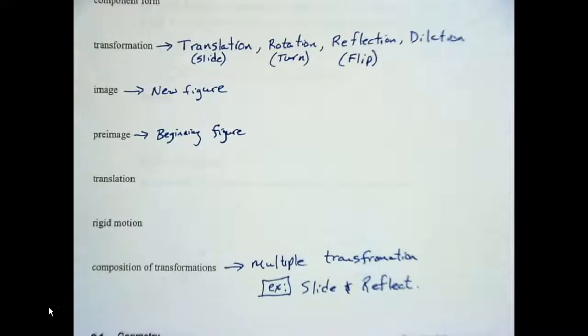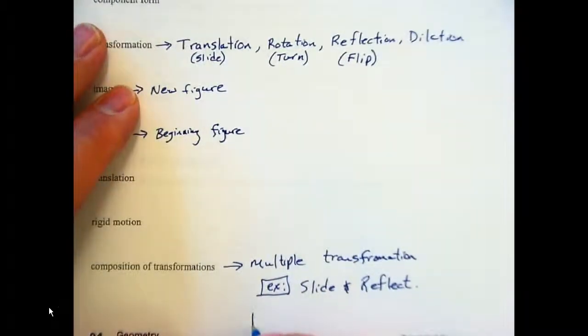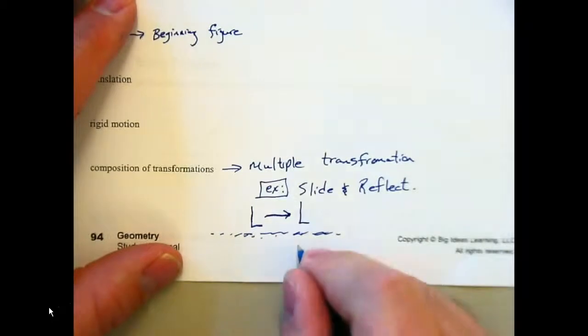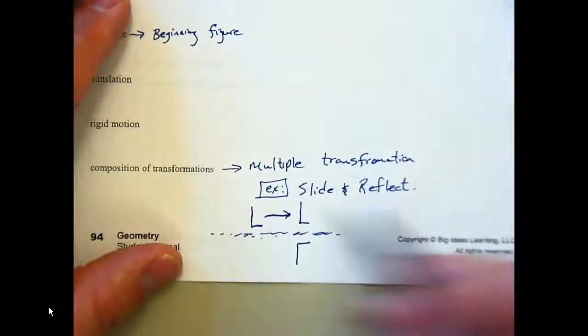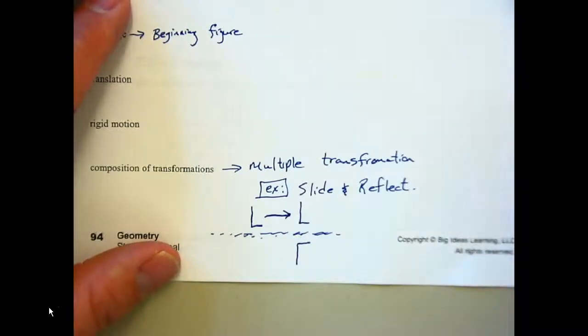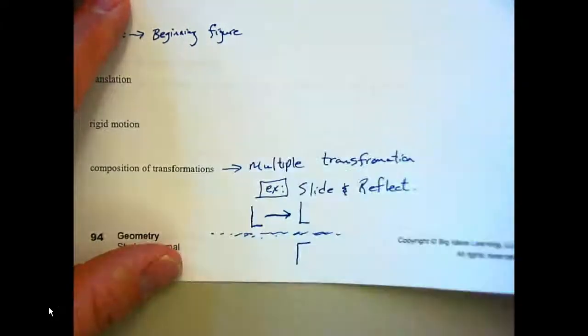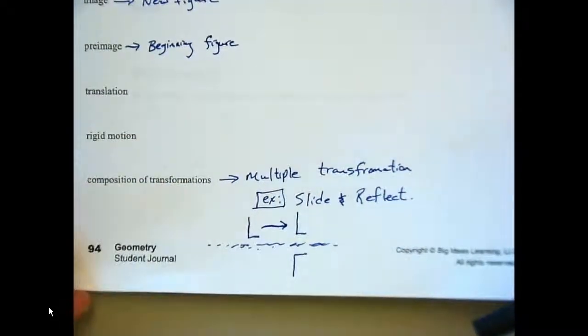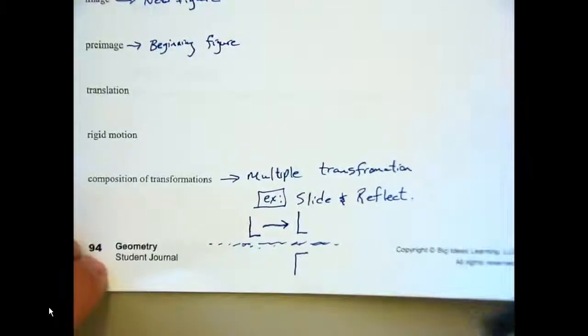Yeah, you do it to one. So maybe you take the letter L and you slide it over to here. And then if we put a line here, that's a poor line. Thank you. Put a line there and then you reflect it over. That would be a composition. The artwork, I know. Not amazing, but that's okay.